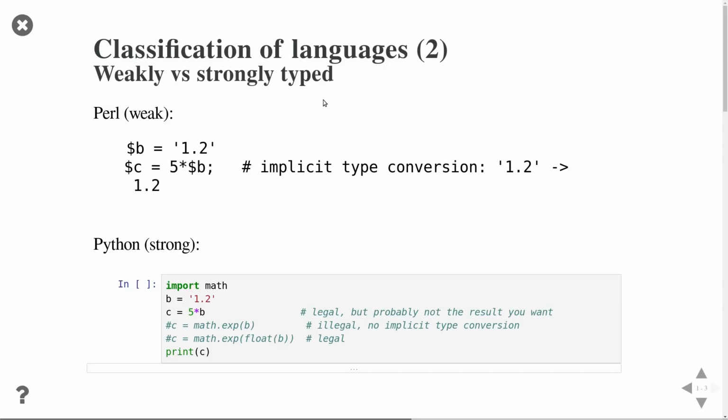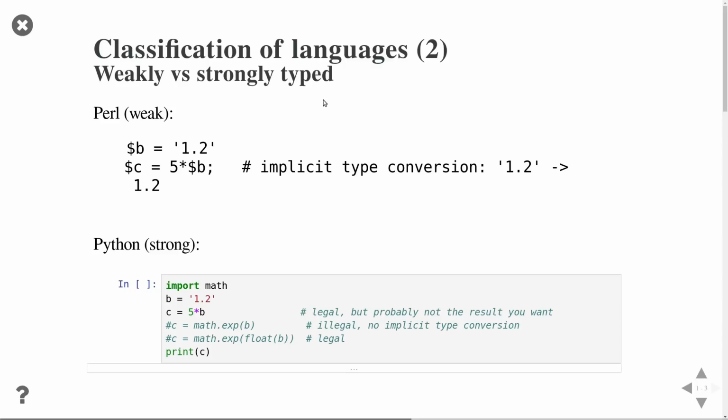Now Perl tries to be clever, and it says, OK, you have a number multiplied by something that is a string, but actually the string looks like a number. So I'm just going to assume that you mean 5 times 1.2, and it will give you 6. So that's weak typing. The type may change depending on what the programming language thinks you want to do. I don't think that's such a clever idea, but Perl does it this way.